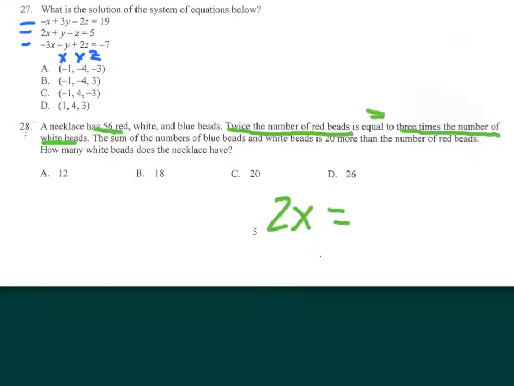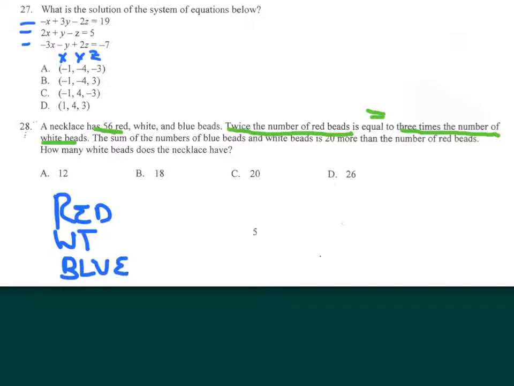So really, if you want to assign everybody a letter, let me erase this 2x part. If you want to assign everybody a letter, that would be very wise to do. So here's what you do. We got red, white, and blue. Now, who we do not know anything about is the white. So he's going to get called X, because in the end, at the last question, you see how many white beads do you have. So you don't know squat about that.